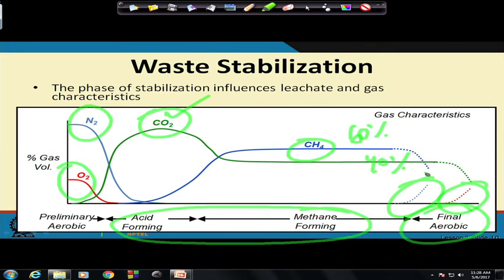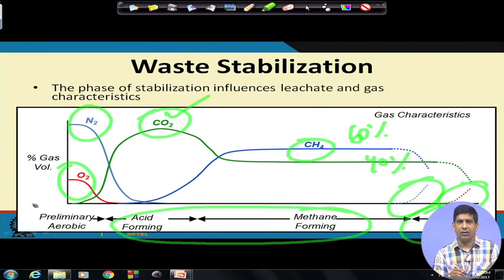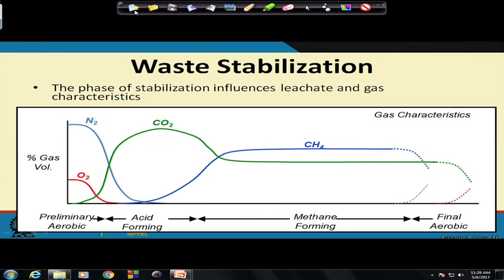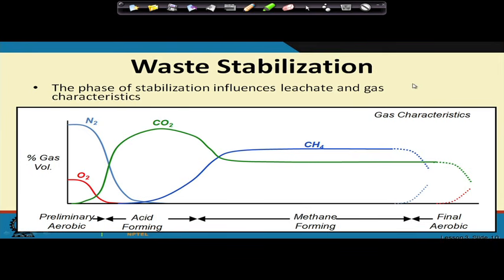And when we talk about this preliminary aerobic phase, this is initially, as long as the landfill is not closed. Once the landfill is closed, it will go into the acid forming and methane forming phase. Even when the landfill is not closed, the lower layer of the garbage may still start going into the acid forming or methane forming phase, because there is a good amount of insulation on top, and that lower area will start behaving like an anaerobic system. So that explains how the landfill gas and the leachate will change.